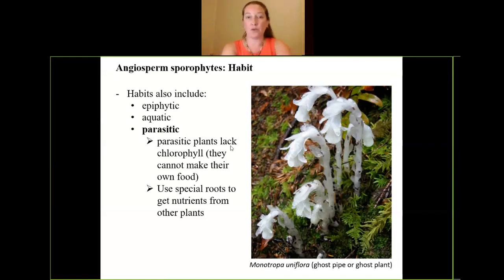And what they end up doing in order to survive is they use these special roots that actually enter tissue of other plants and steal the glucose out of their bodies. So we call them parasitic plants. This on the right is called Monotropa uniflora, or ghost pipe or ghost plant. You actually can see it growing in our region, so New Jersey, Connecticut, New York, Pennsylvania. It's common in wooded forest type habitats. And when you see it in person, it almost looks like a mushroom, but it actually is a parasitic plant.